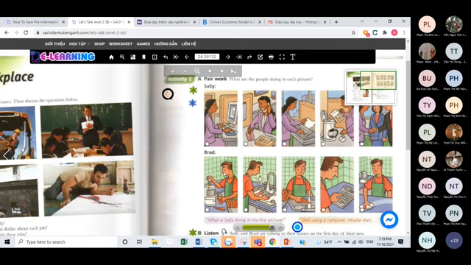The first one, what's he doing? Prepare juice. Make juice, prepare juice. All right. And yes or no? Number 1, yes or no? Yes. Yes. Number 2, what is he doing? He's cleaning, right?